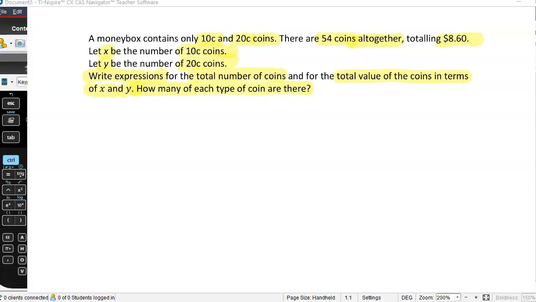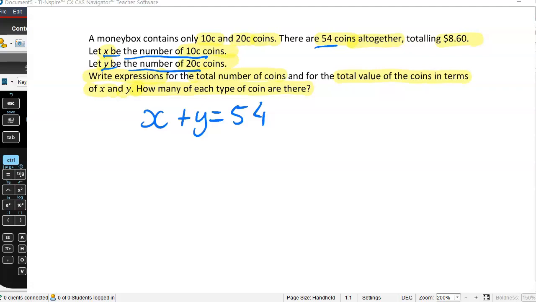Okay, so we have 54 coins altogether. So X is the number of 10-cent coins and Y is the number of 20-cent coins. So X plus Y must equal 54.